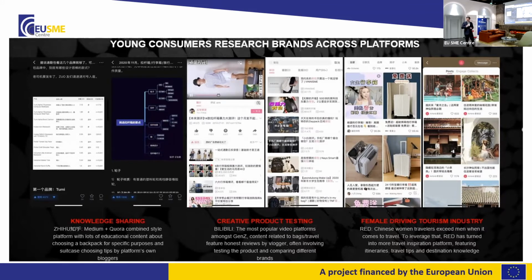Here's an example from the tourism industry. It could be a venue, but it could be anything, or product reviews. When you use your KOLs and KOCs, you've got to make sure that they're saying the right things about your product. So there's a lot of research done before consumers actually part with their money.